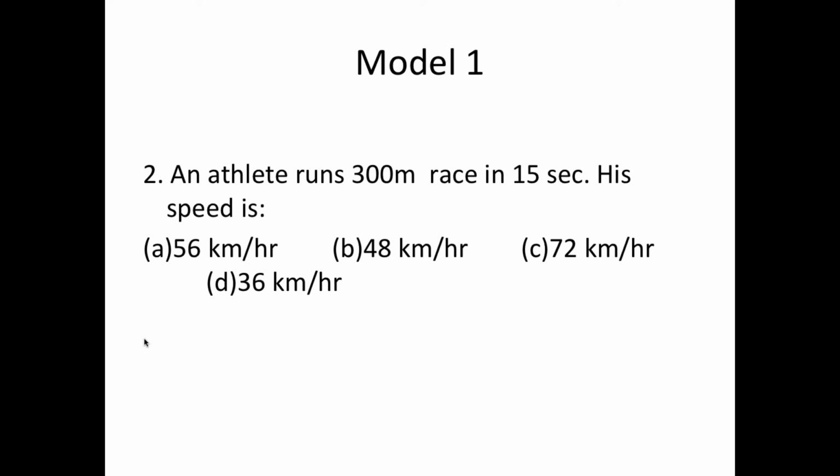An athlete runs a 300 meters race in 15 seconds. Then what is his speed? And look at your option choices before you are solving the question. Your option choices are given in kilometer per hour. It is better to turn into kilometer per hour.